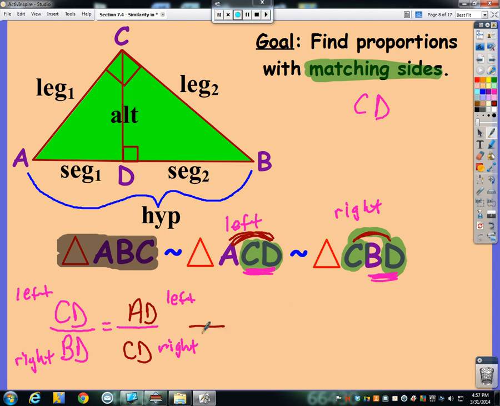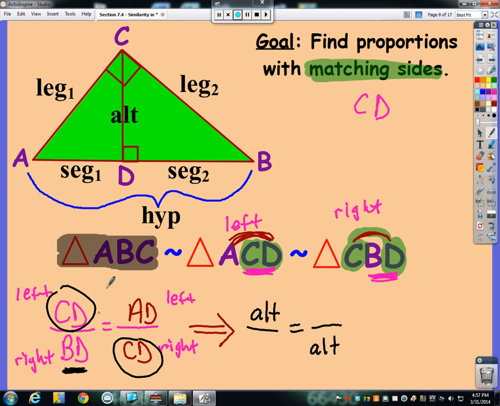So once again, let's convert all of this to what their names are up here. And we're not going to get the same thing as we did the last two times. So CD, remember CD was written twice here. CD is the altitude. So this is altitude over something equals something over altitude. BD, that's segment 2. And AD, that's segment 1.